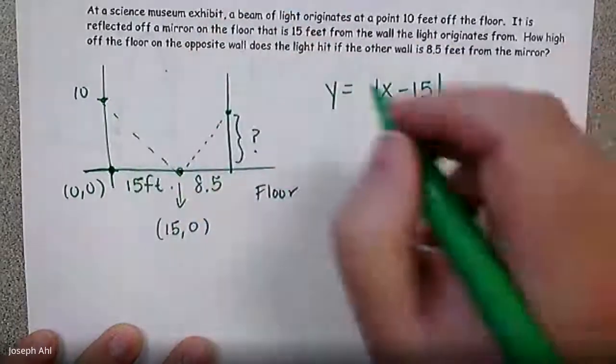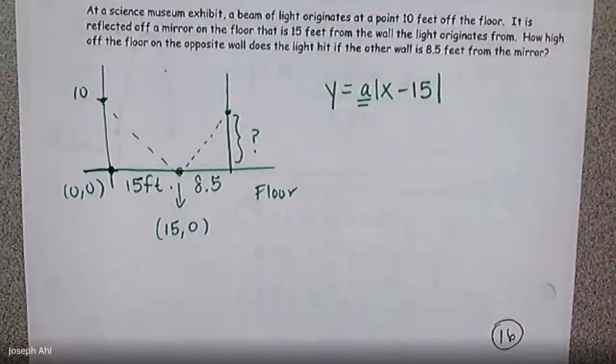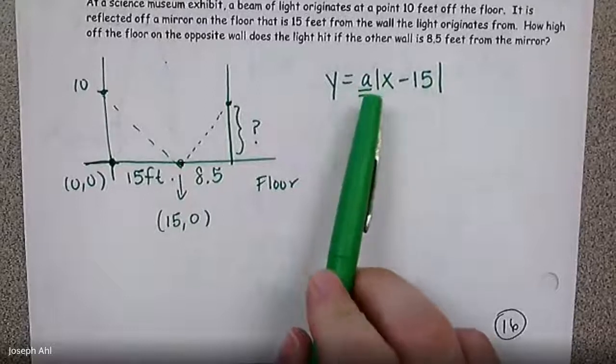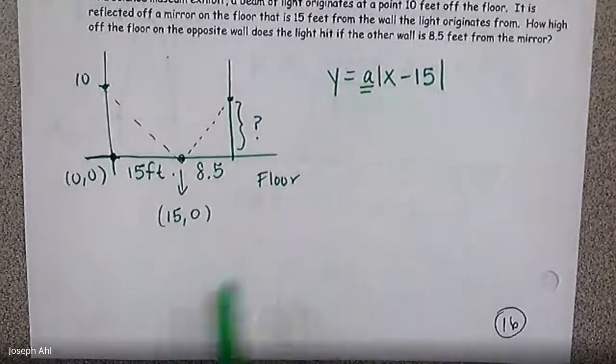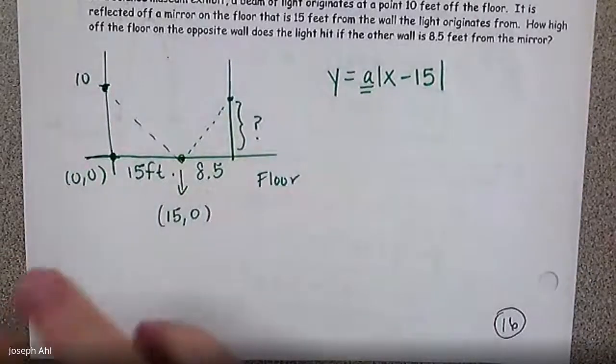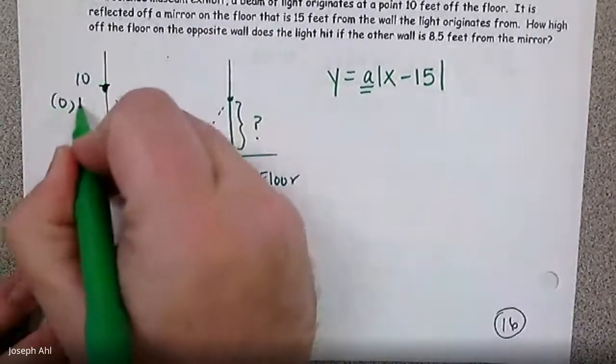So here's how you're going to approach this. We're going to call the scale factor for the vertical dilation, if there is one at all, let's put an A out front. And to solve for A, what we're going to wind up doing is choose another point on the graph that we know the coordinate of. How about that point where the light originates? That should be the point (0, 10).